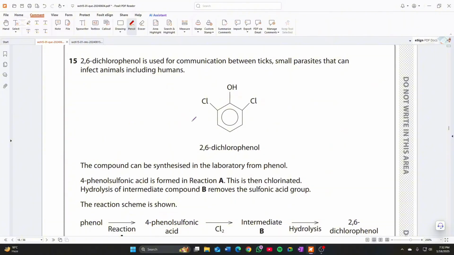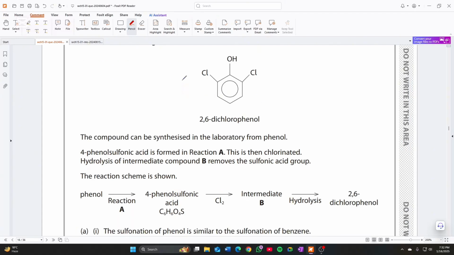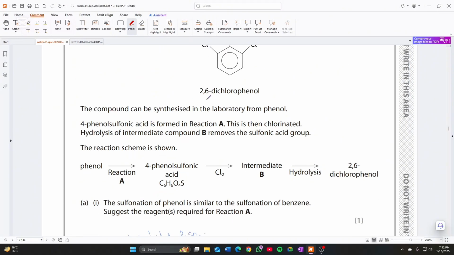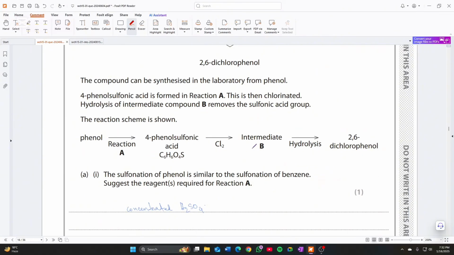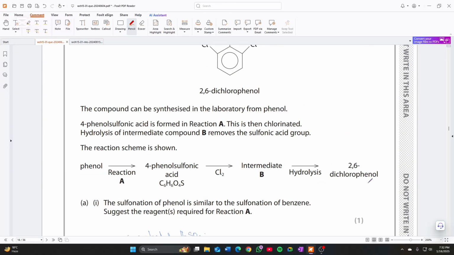Moving on to question 15. 2,6-dichlorophenol is used for combating ticks, small parasites that can infect animals, including humans. This is the compound. This compound can be synthesized in the laboratory from phenol, and we are given the steps for the formation of 2,6-dichlorophenol.